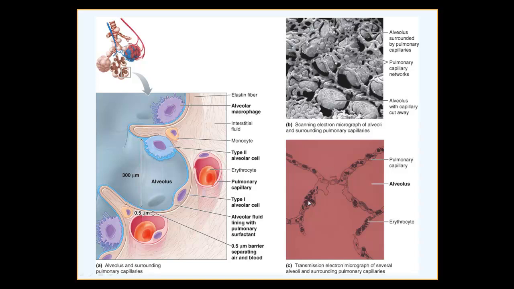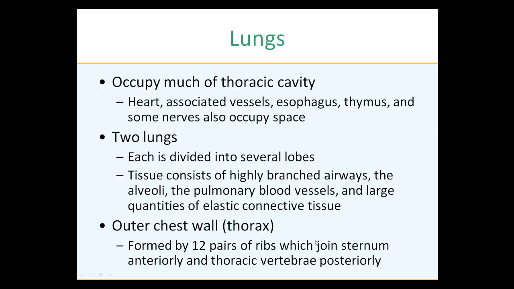Under the microscope, this is how it looks, with the alveolar space, and here are the alveolar walls. Okay, back to the gross anatomy. The lungs are occupying much of the thoracic cavity. You'll see other things: the heart, the esophagus, thymus, and the big vessels, the aorta, the aortic arch.